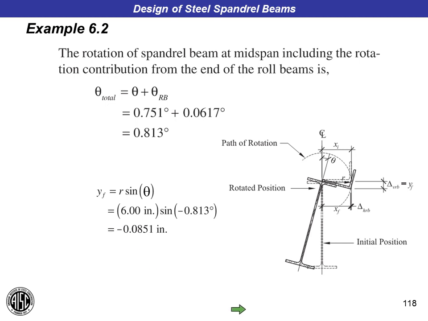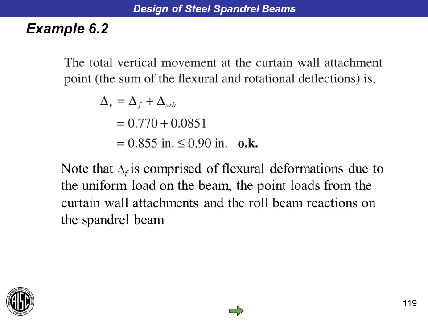So the roll beams have really stiffened up the spandrel beam for rotation, and we're able to use a lighter spandrel beam. And we end up with a vertical deflection of 0.85 inches when you consider the deformation to deflection as well as the displacement of the angle curtain wall attachment. You end up with 0.86 inches, which is less than our criteria of 0.9 inches.